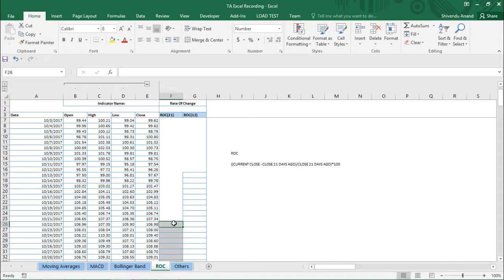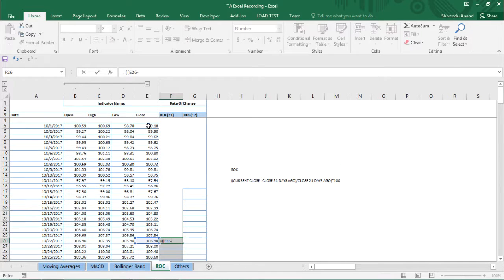Here we have taken 21 gaps, since we want close 21 days ago. We want to subtract the close 21 days ago from the current close. So it is equal to bracket open, another bracket open, current close minus close 21 days ago, which is basically your 10/1/2017. So this is your close 21 days ago.